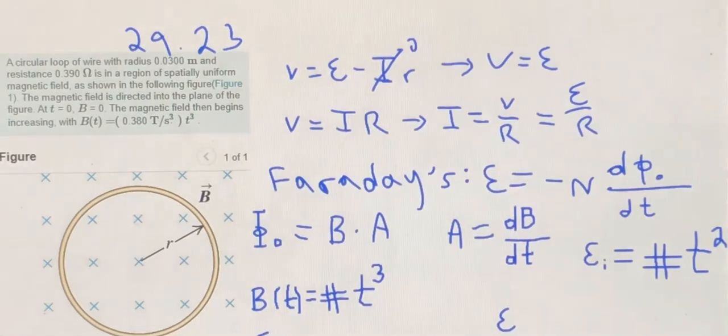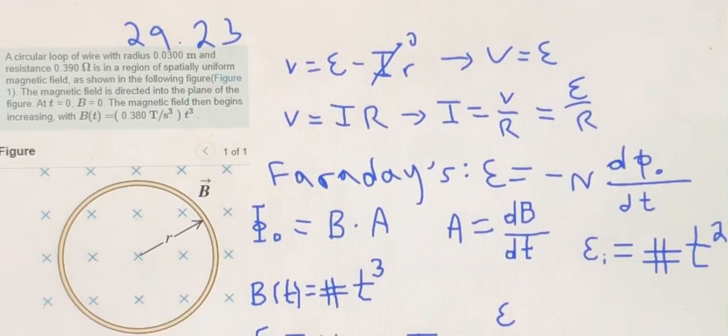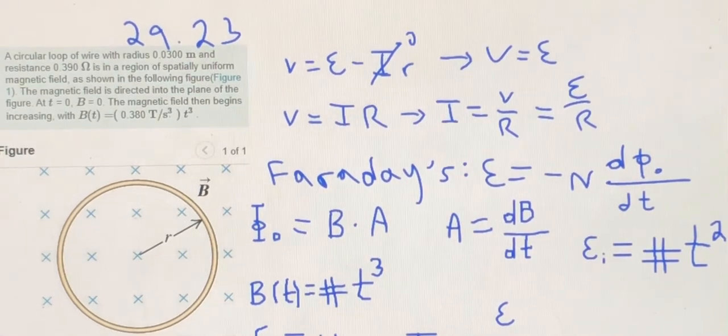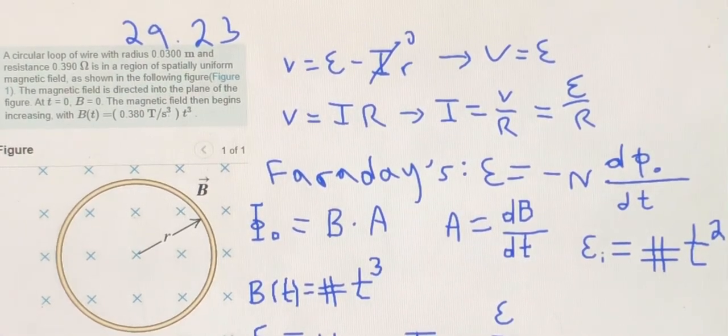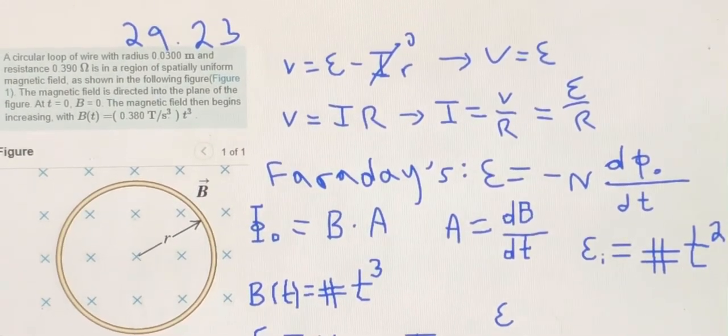And part B is asking, what is the direction of the current in the loop? It's opposite to the magnetic field, so the induced field is coming out of the page, so that would mean that it is counterclockwise.